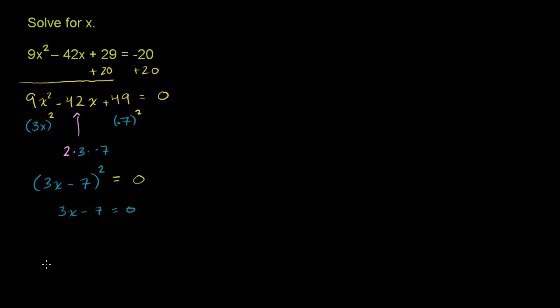And now we can just solve for x. Let's add 7 to both sides of this equation. And we get 3x, these cancel out, is equal to 7. Divide both sides by 3. And we get x is equal to 7/3. X is equal to 7/3.